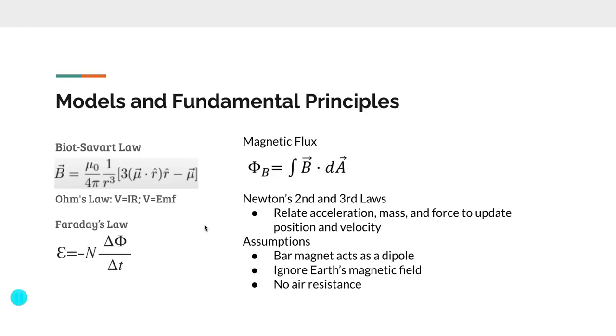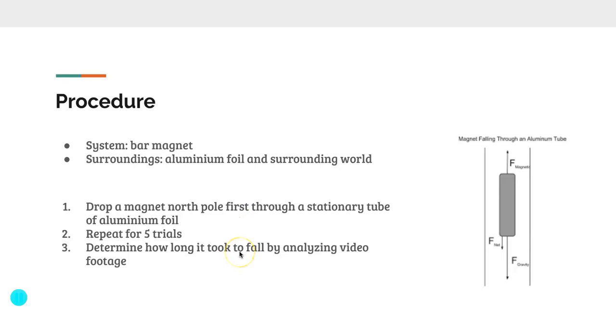Some of the assumptions for this lab: I assume the bar magnet acts as a dipole, that we can ignore Earth's magnetic field, and that there is no air resistance to be taken into account. For this lab, I assume the system to be the bar magnet, and the surroundings to be the aluminum foil and surrounding world. I dropped the magnet north pole first through a stationary tube of aluminum foil, as shown on the right here, and then I repeated this for 5 trials.